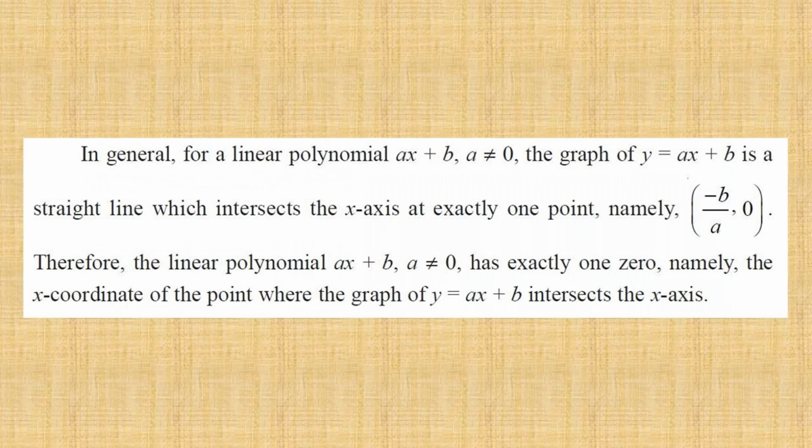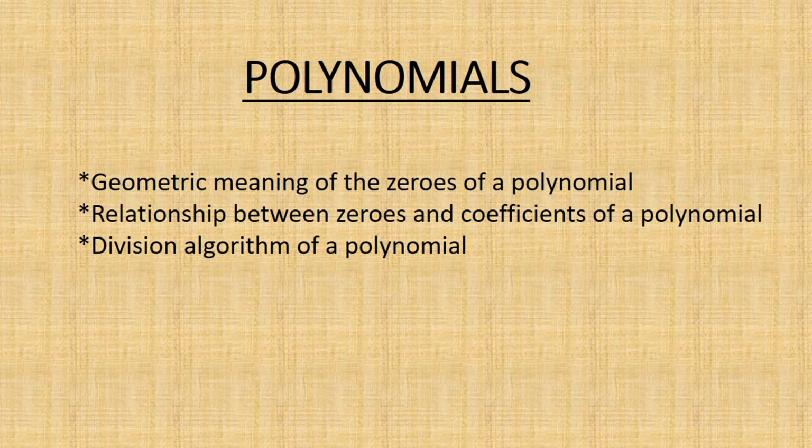So from here we conclude the idea. In general, for a linear polynomial ax plus b, a not equal to 0. A cannot be 0 for a linear polynomial, right? So the graph y is equal to ax plus b is a straight line, which intersects the x-axis at exactly one point, namely (minus b by a, 0). Here the x coordinate is minus b by a, and that is the 0 of the polynomial.